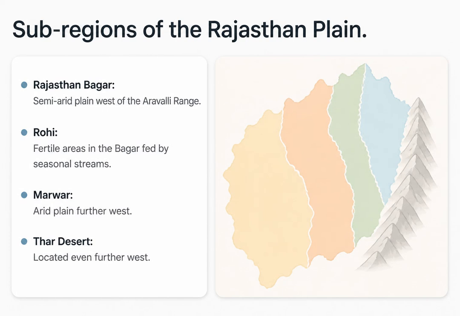The Rajasthan plain is divided into distinct subregions based on aridity. Just west of the Aravalli range is a semi-arid plain known as the Rajasthan Bagar. Seasonal streams from the mountains flow into the Bagar, creating patches of fertile land called rohi that can actually sustain agriculture. If you move further west from the Bagar, the land becomes much drier, turning into the arid Marwar plain, which eventually transitions into the harsh Thar Desert.